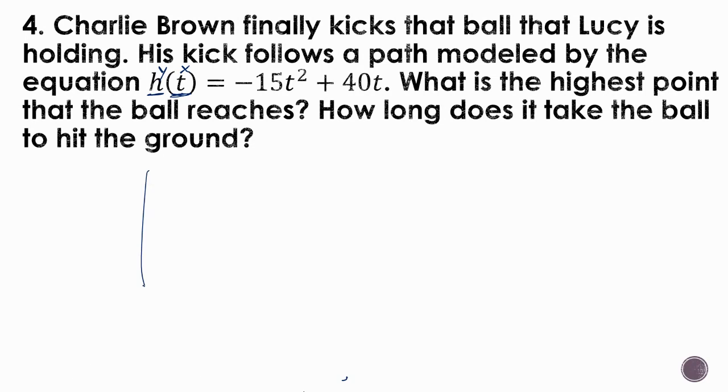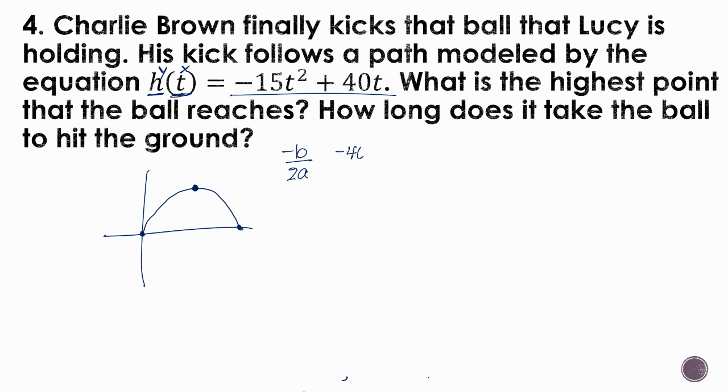So I'm just going to graph a quick picture here. The ball starts here, Charlie Brown kicks it, it goes in the air, and then it comes back and lands, right? So the first question is, what is the highest point that the ball reaches? That would be the apex of the curve, or as we know it, the vertex. So we need to figure out what is the vertex of this parabola. Remember we have that formula, negative b over 2a. We can use that with our equation.